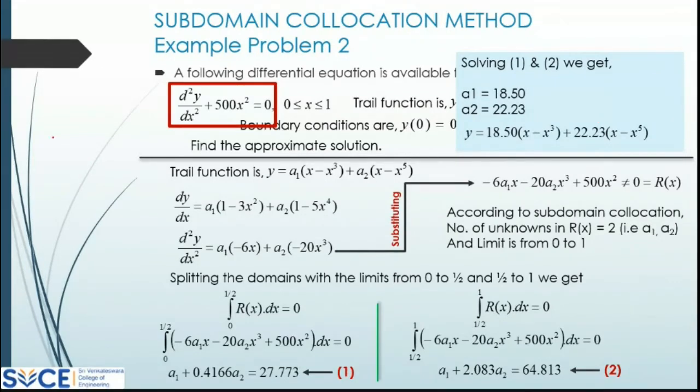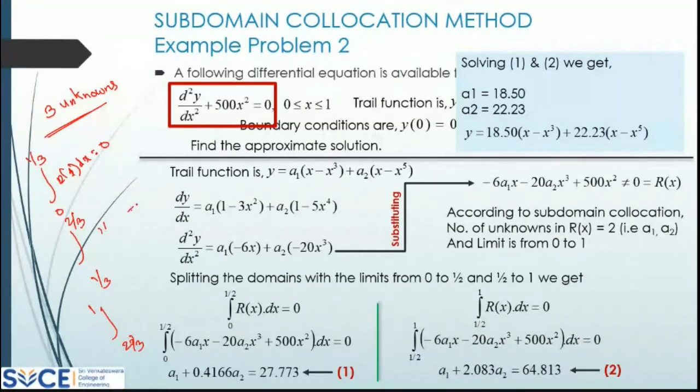So what happens if you have three unknowns? We need three domains: 0 to 1 by 3, then 1 by 3 to 2 by 3, then 2 by 3 to 1. R of x dx is equal to 0 for all of them. So you'll have three unknowns, three equations. You should solve these three, and you will get the solution. So the procedure is the same, only thing is I have to integrate.